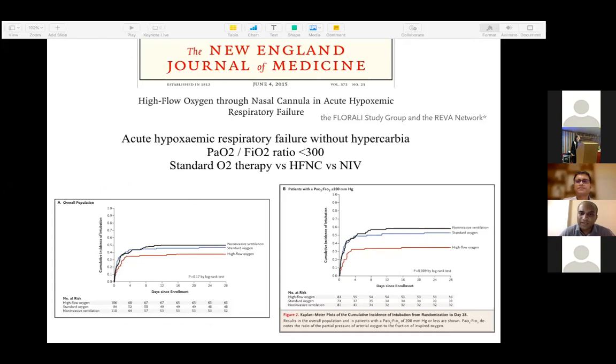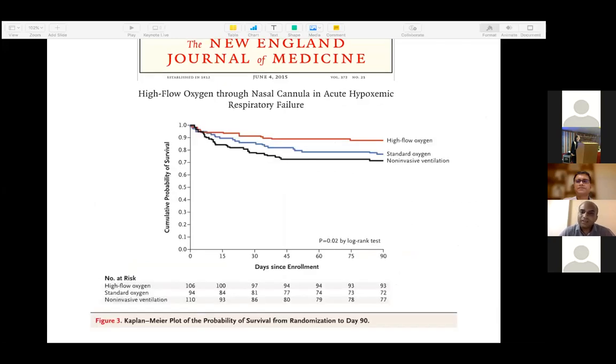This is called the Frodelli trial, which was applied in acute hypoxic respiratory failure without hypercarbia in ICU patients, and they compared it with BiPAP and supplemental oxygen. And they usually avoided hypercarbia with the consideration that with high oxygen delivery, patients may start retaining CO2. And they found it is reasonably comparable with non-invasive ventilation and better than standard oxygen delivery. And if you look at the 90 days outcome, they probably had a survival benefit.